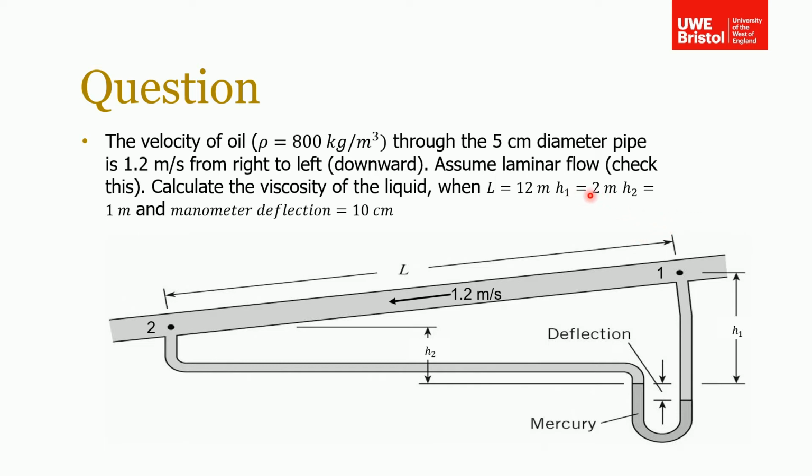the height of point 1 relative to the datum, height of point 2 relative to the datum, and also the deflection in the manometer. We also know what the manometer fluid is. It's mercury, so we know its density, which is 13,600 kilograms per meter cubed.